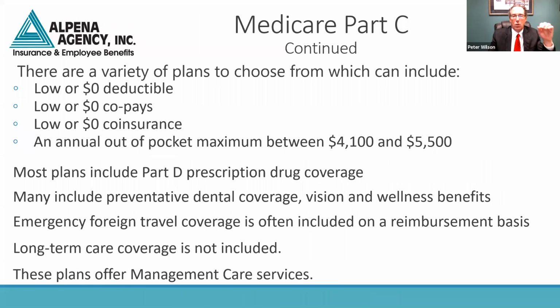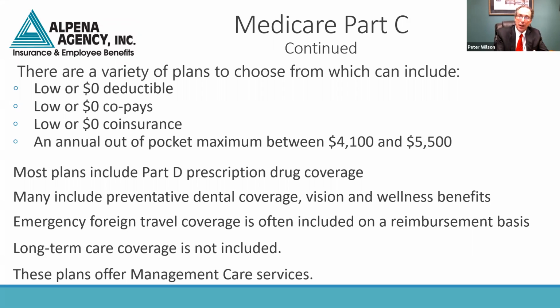So let's look at that. Your Medicare Part C, your Advantage plan, is going to have a low deductible or no deductible. So where Part A and B have a deductible, an Advantage plan is going to have a low or no deductible. An Advantage plan is going to have low or no copays or low or no co-insurance. And the big one is, with a Medicare Advantage plan, there's an out-of-pocket maximum, usually between $4,100 and $5,500.